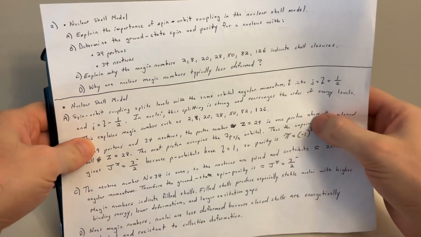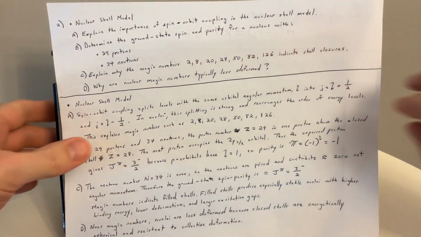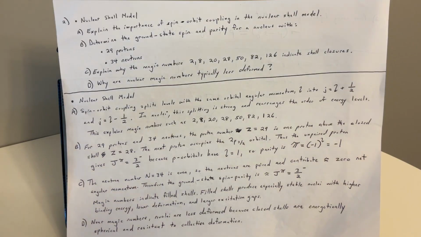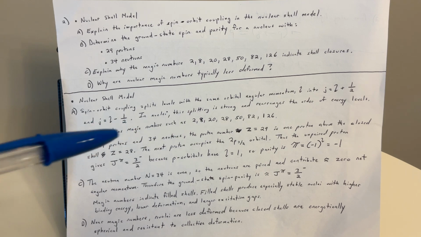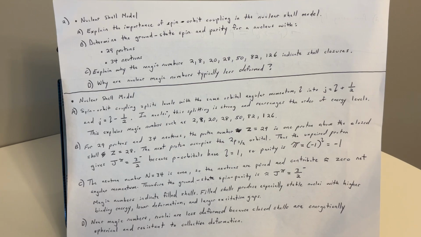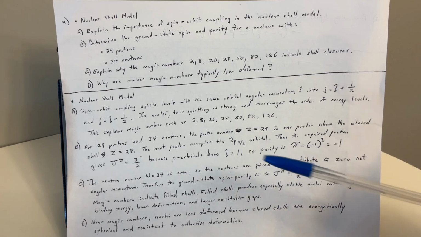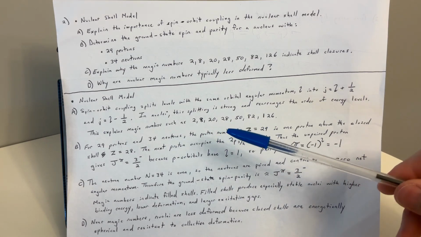Okay, moving along to number 2, nuclear shell model. Letter A, explain the importance of spin-orbit coupling in the nuclear shell model. Spin-orbit coupling splits levels with the same orbital angular momentum into J equals L plus 1/2 and J equals L minus 1/2. In nuclei, this splitting is so strong that it rearranges the order of energy levels. This explains magic numbers such as 2, 8, 20, 28, 50, 82, and 126.